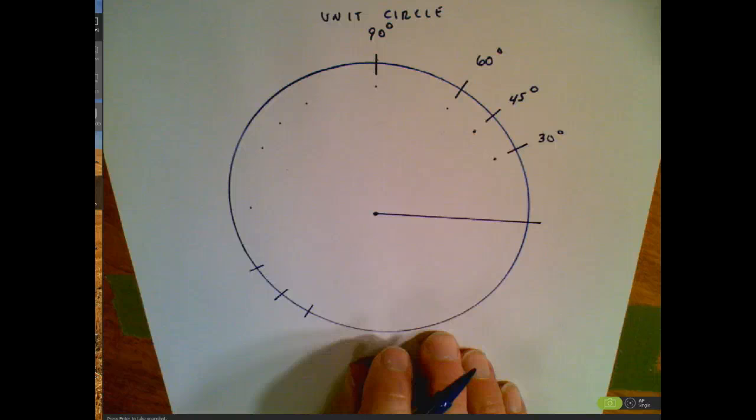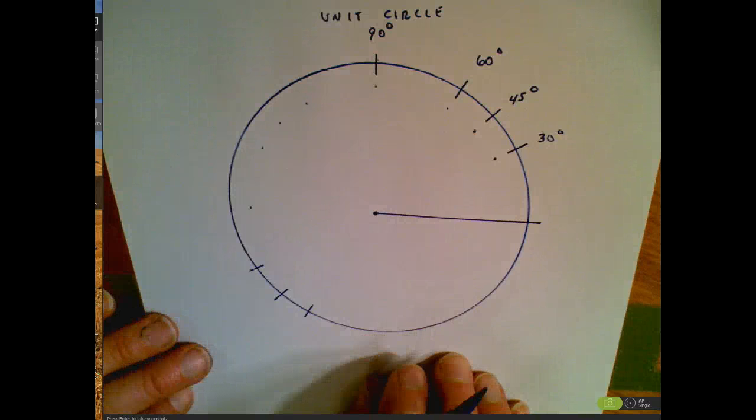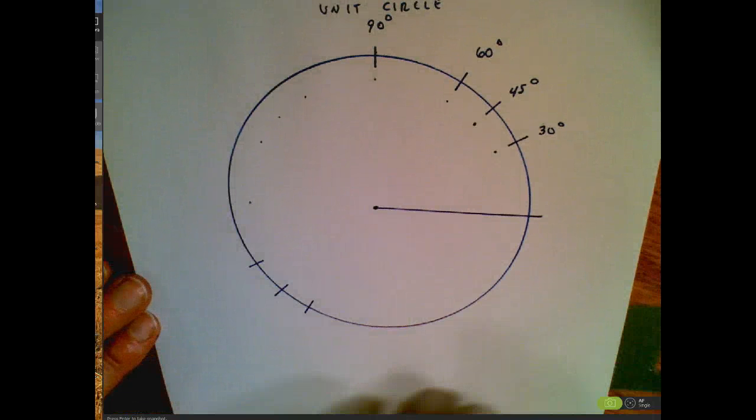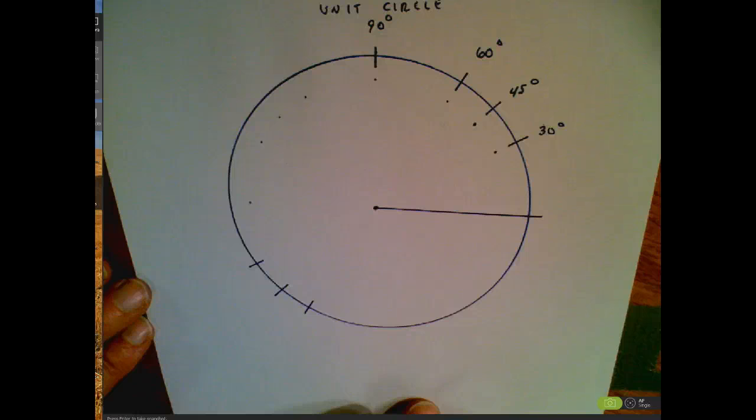Why is it called a unit circle? Well, here, let's talk about why it's a unit circle. Because the radius has a length of 1. Then you say 1 what? Well, 1 whatever you want it to be. It could be 1 meter, it could be 1 centimeter, it could be 1 inch, it could be 1 foot, it could be 1 yard.